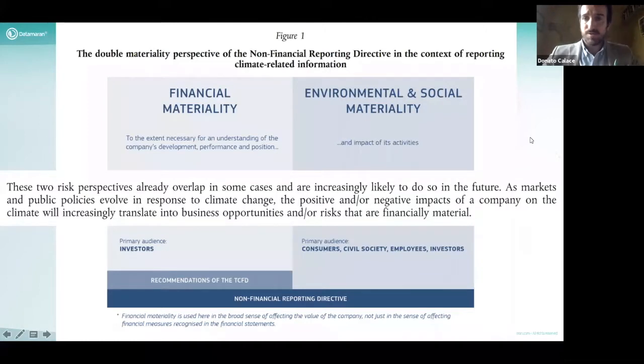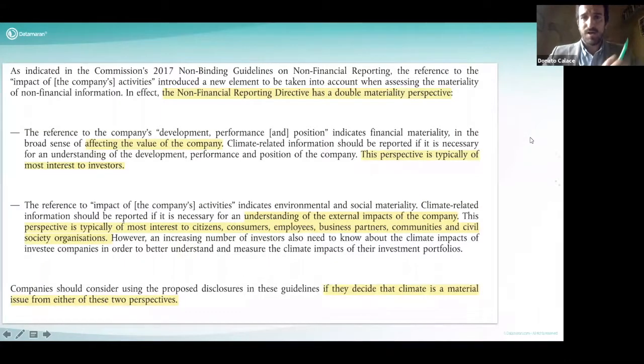But let's go in more detail, and let's look at what the non-binding guidelines are actually indicating. First of all, they specify that, in effect, the non-financial reporting directive has a double materiality perspective. So the double materiality concept is already in force. It's not something that will be included in the next revision of the directive or in next regulations. It's already how the directive should be interpreted.